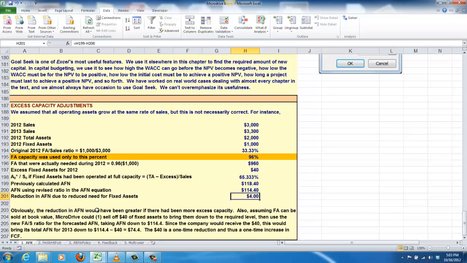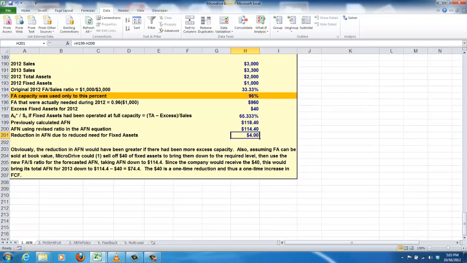As it says down here, obviously the reduction in AFN would have been greater if there had been more excess capacity. Also, assuming fixed assets can be sold at book value, Microdrive could sell off 40 million in fixed assets to bring them down to the required level, then use the new fixed asset to sales ratio for the forecasted AFN, which really wouldn't be something a company would do, but we can account for that additional capacity in our future projection. And that's going to end our first presentation. I'll move on to the financial statement forecast for the next one.